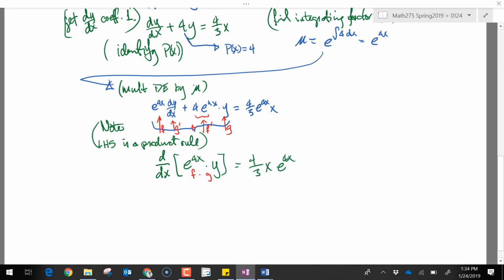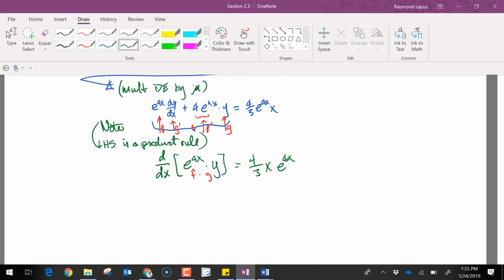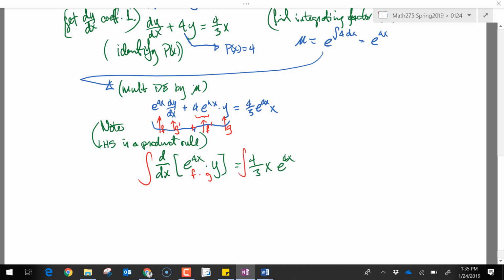Now we have a derivative of a product on the left-hand side, and some expression on the right-hand side. And I want to solve for y. Y is on the left-hand side, right? How do you undo a derivative? Integrate. We're going to integrate. And the fundamental theorem of calculus says the integral of a derivative is going to be the original function, plus c, but the c can go on the other side.